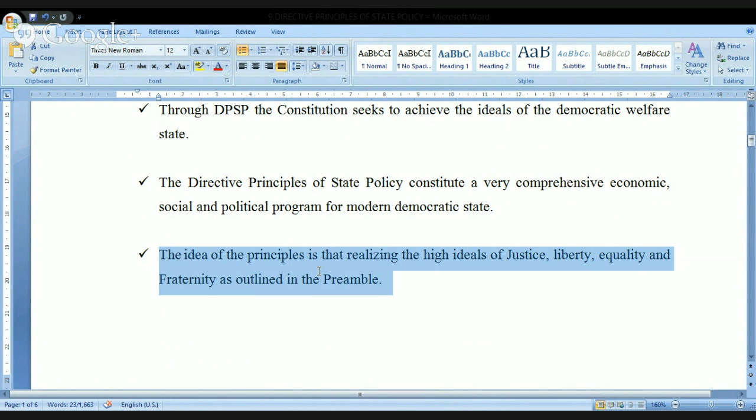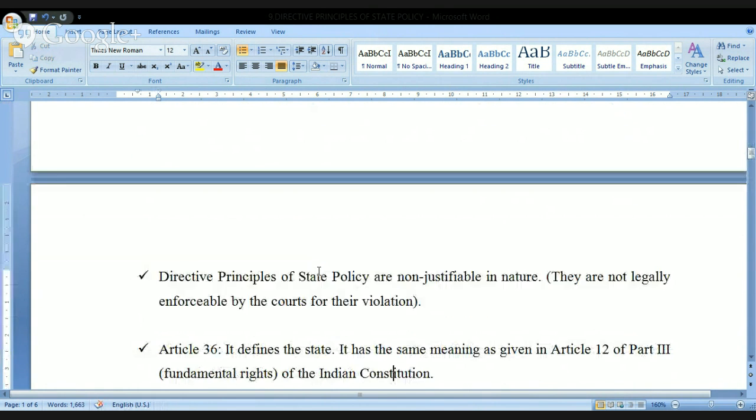Without giving justice, social, economic, and political, liberty of thought, expression, belief, faith, and worship, equality of status and of opportunity, and promotion of fraternity, promoting unity and integrity of the nation, in the absence of all these things, the ideals cannot be realized. The principles of the Constitution cannot be realized. That's the reason why the state of the day must keep all these things in mind before it makes a policy. It should think about justice, liberty, equality, and fraternity, then accordingly frame its policies so that it leads to the welfare of the state. That is the meaning of this particular line. Look at this.